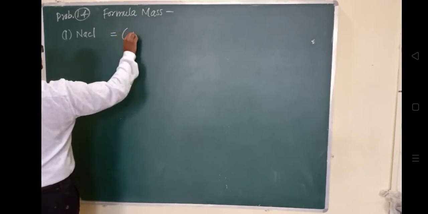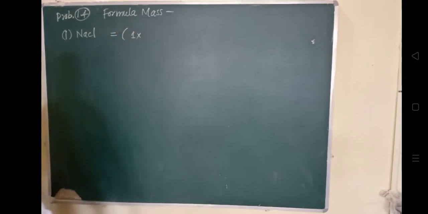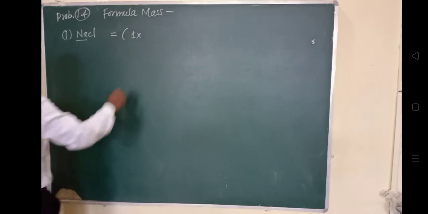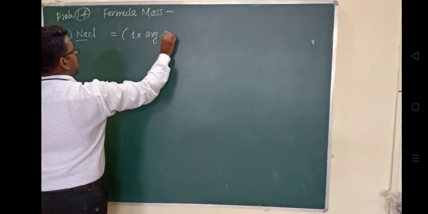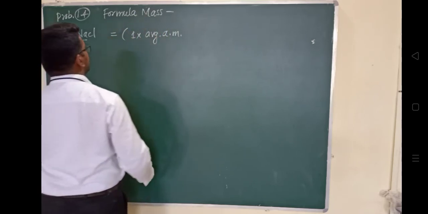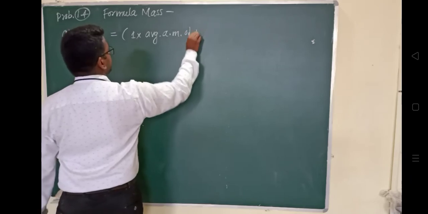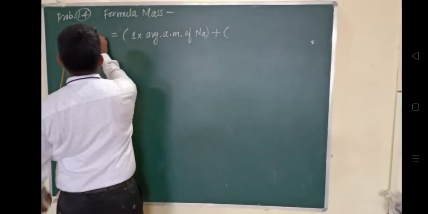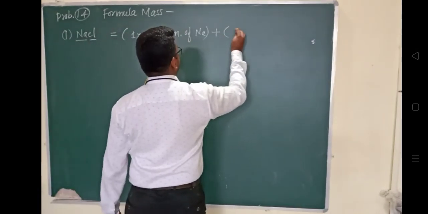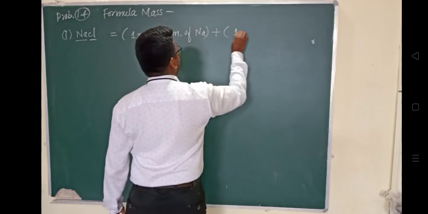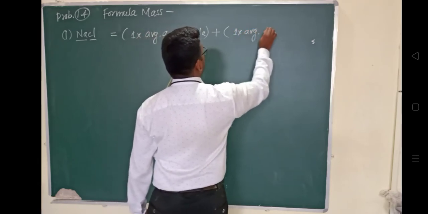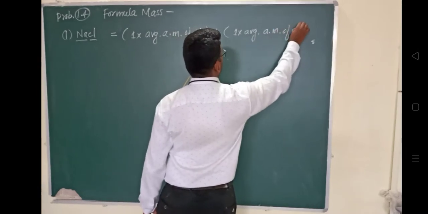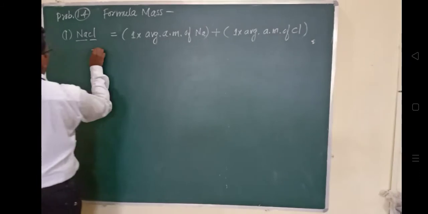So how many atoms of sodium? One atom of sodium, multiplied by the average atomic mass of Na. In shortcut, I am going to write Am, that is atomic mass, of sodium. Plus, how many atoms of chlorine? Only one. So 1 multiplied by the average atomic mass of chlorine. In this way now we will put the values.